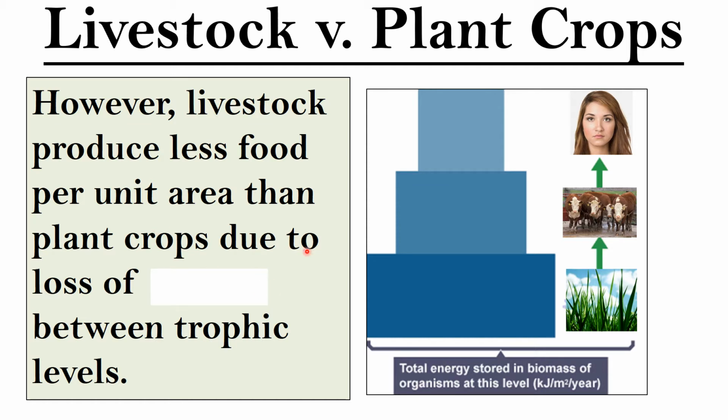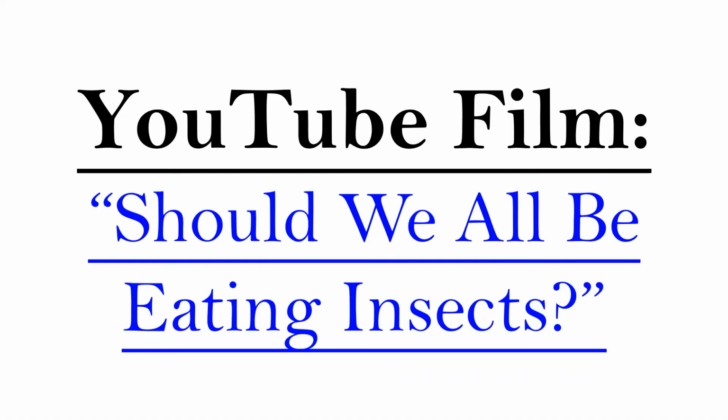So as I was alluding to before, livestock don't produce as much food because you've got the loss of energy between trophic levels. So in an ideal world, to be most energy efficient, you'd want more of a plant-based diet. However, if you're in an area where the land isn't great, then that would be sensible to shift to livestock.